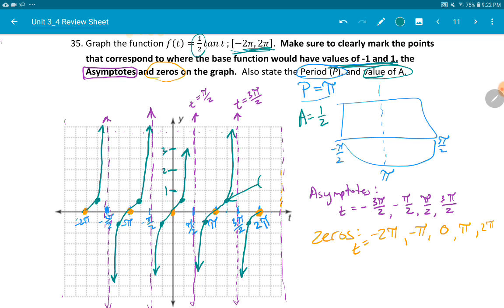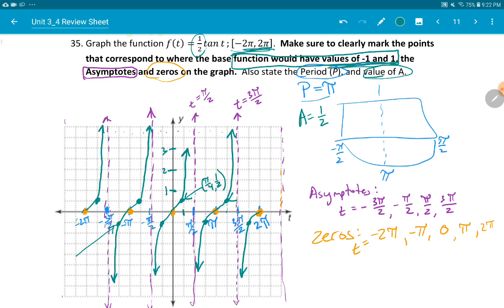Let's see, that might be easier to call this one. Half of pi over 2 is what? Pi over 4. So the t value is pi over 4, and the y value is 1/2. So that's the point that corresponds with the -1 and 1 on the base function. And you only need to label one of those, or else it gets kind of messy.